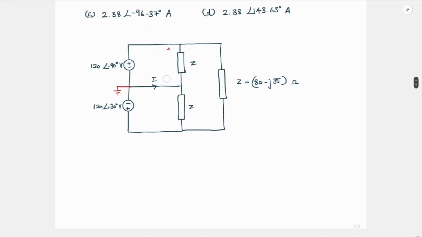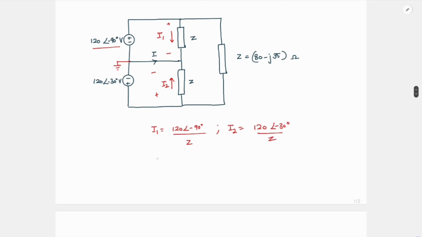If you see, the voltage across this is equal to this voltage. So what will be the current in this? So my I1 will be 120 angle minus 90 degree divided by Z. And similarly, what will be my I2 here? If you see the voltage across this is this voltage, right? So my I2 is 120 angle minus 30 degree by Z, right? And what is I now? I is nothing but it is minus of I1 plus I2. So minus of I1 plus I2.